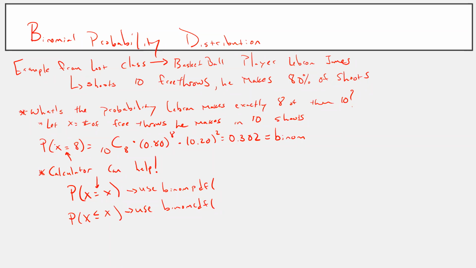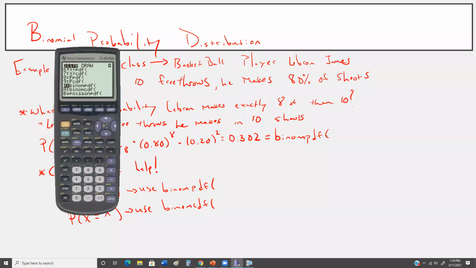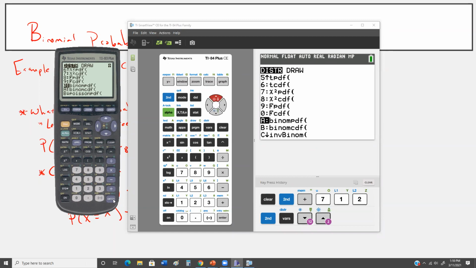Okay, so whenever you want to find the probability that X is exactly equal to a number, you're going to use the binomPDF. So let's everybody go click on whatever your calculator is, the binomPDF. So if you have the TI-83, what you notice is this just comes up like this. And if you have the TI-84, what comes up is this.